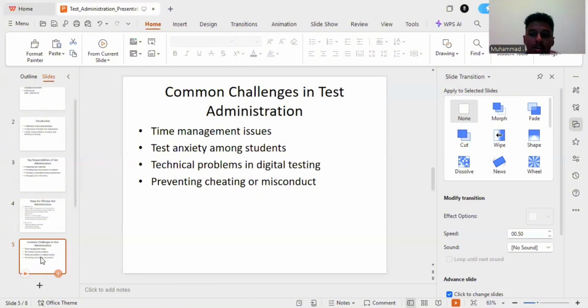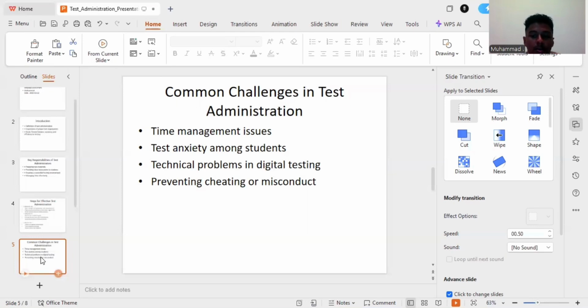Define objectives clearly, outline the purpose of the test: proficiency, achievement, placement. Select the right test type. Choose between multiple choice, essay, oral, interview, based on learning goals. Establish test logistics. Determine date, times, duration, and test format, paper-based or digital.